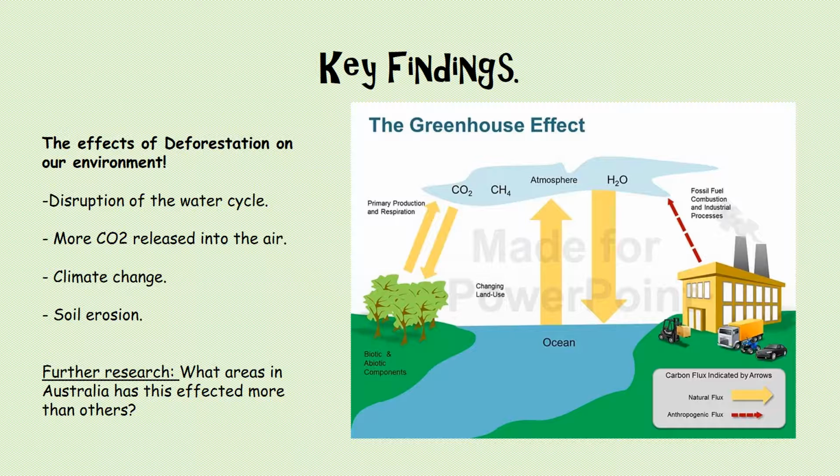As trees absorb carbon dioxide, the lack of trees is resulting in more and more carbon dioxide getting released into the air, furthering the risk of global warming and climate change. Some further research that I'll do is searching what areas in Australia have been affected more than others.